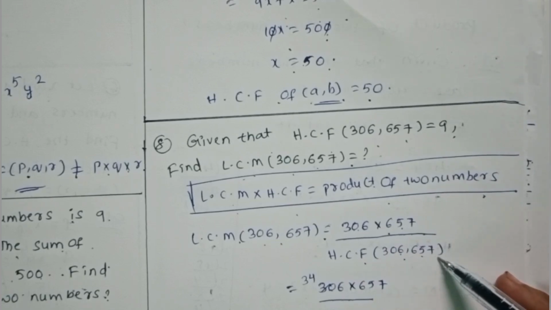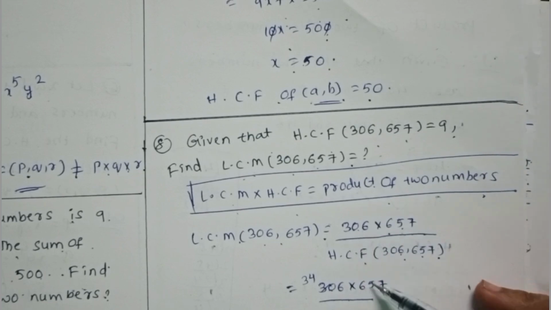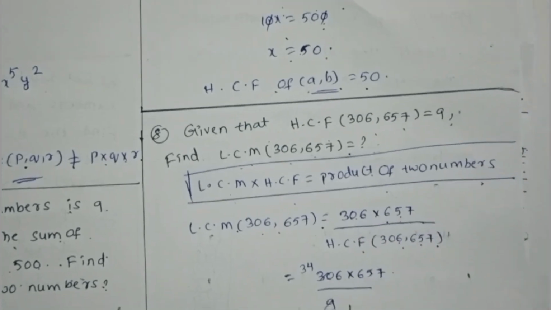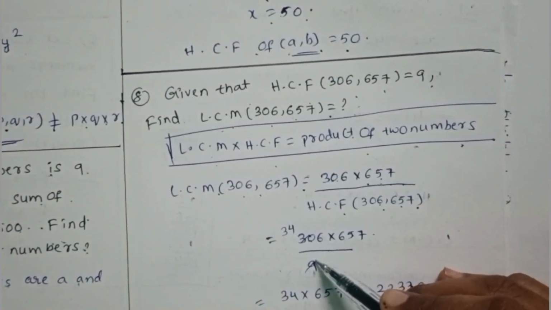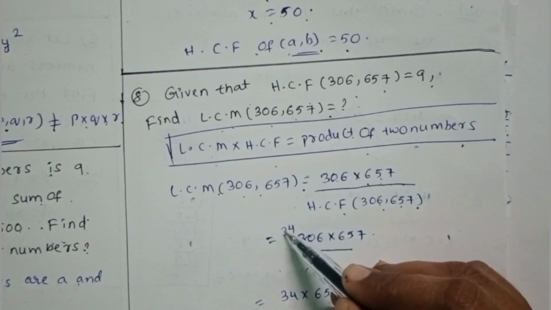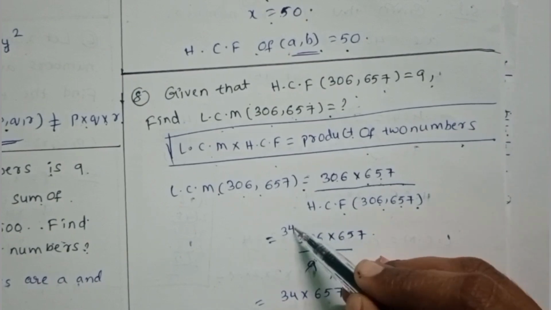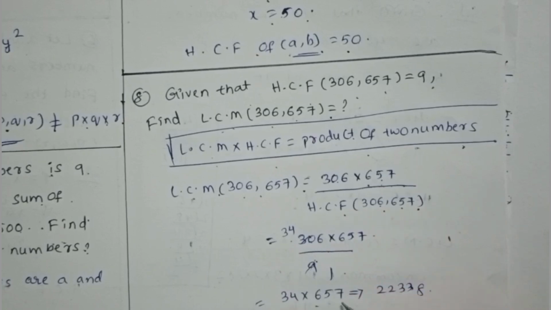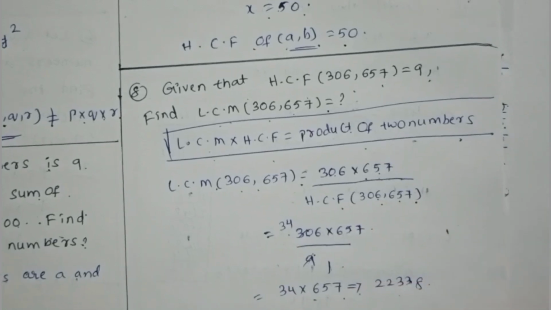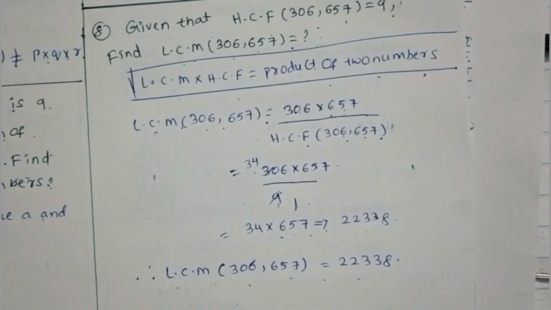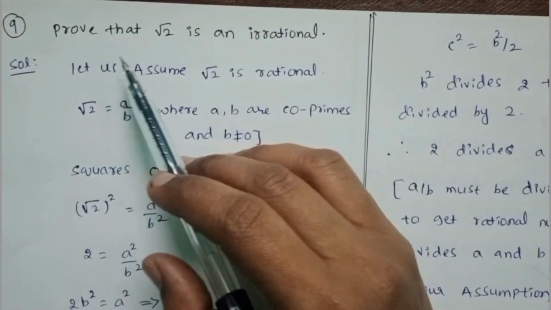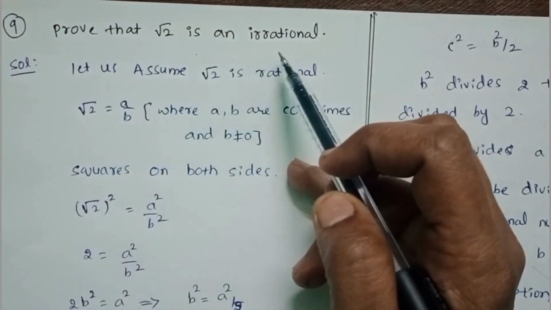306, 657. This is 306 into 657 by, we know they have given HCF of 306, 657 is equal to 9. So if you cancel, 9 1s are 9, 9 3s are 27, 9 4s are 36. So 34 into 657. So the answer is 22338. So the LCM of 306, 657 is equal to 22338.